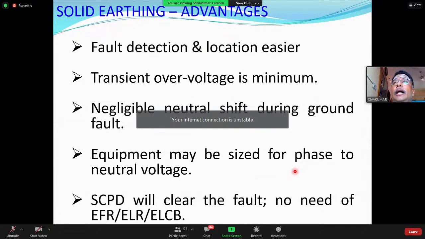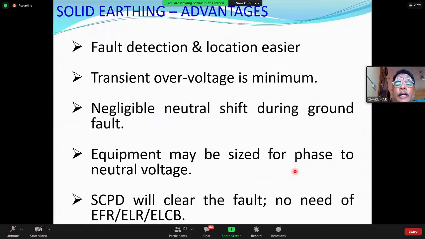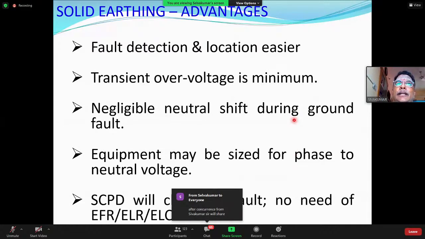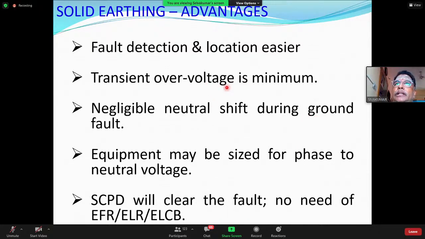Healthy parts will not be affected, and transient overvoltage is minimum. This transient overvoltage is again related to the fault current and the earth loop impedance. Here the earth loop impedance is negligible, since we are putting a solid connection, so the transient overvoltages are also kept to the minimum. The stress on the insulation will be very low.